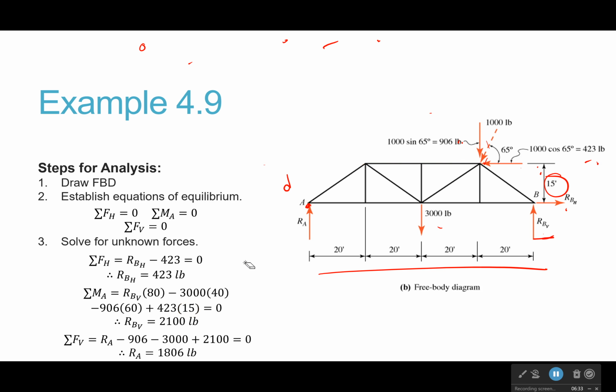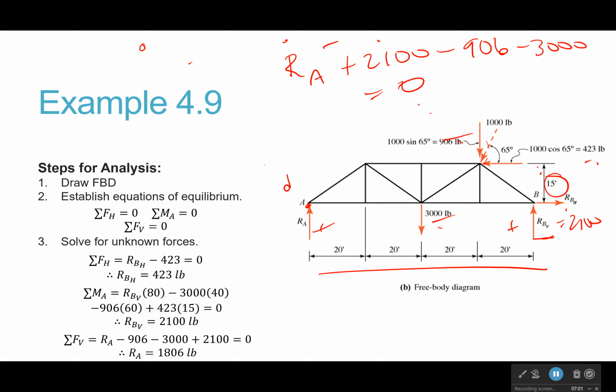Okay, and then finally I have my forces in the vertical direction. So by this point I've solved for pretty much everything. And so I know what RBV is. That's going to be the 2,100 pounds. I know everything else, so I just have to add them all together. So this is positive, positive, negative, negative. Okay, so RA plus 2,100 minus 906 minus 3,000, and that should equal 0. So what does RA come out to be? Well, it comes out to be 1,800 pounds.